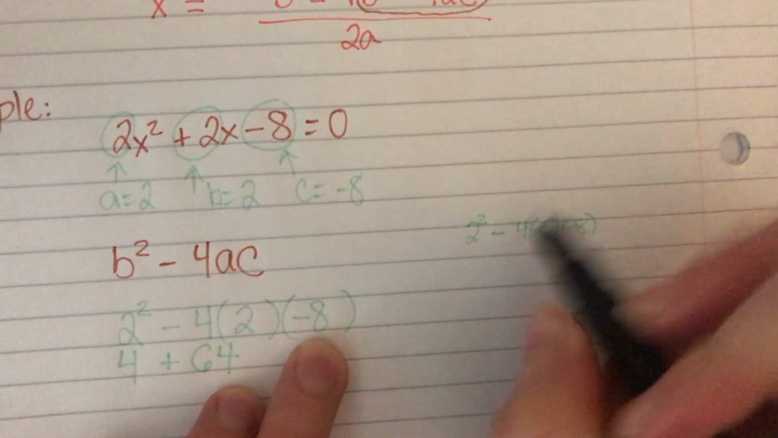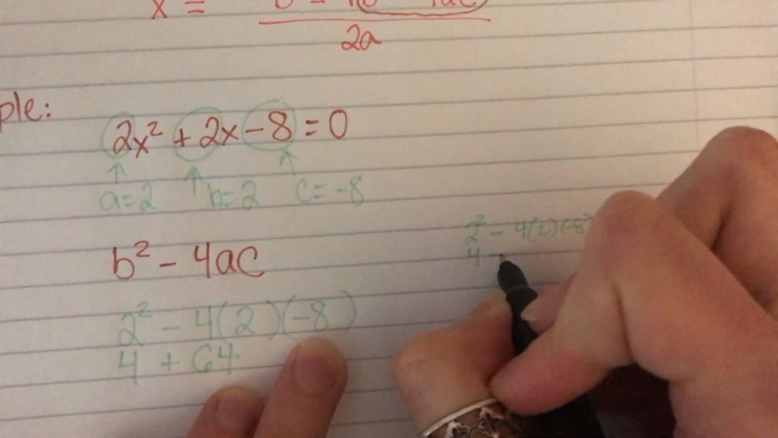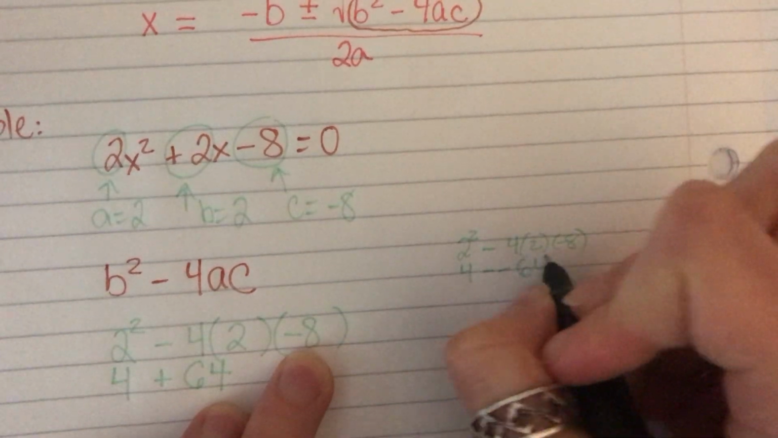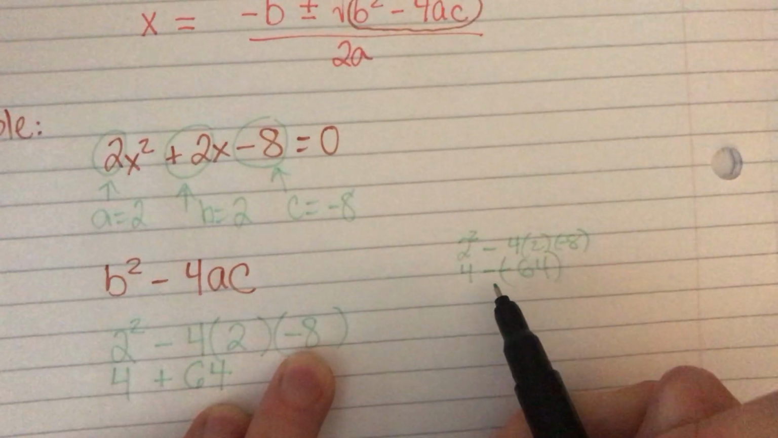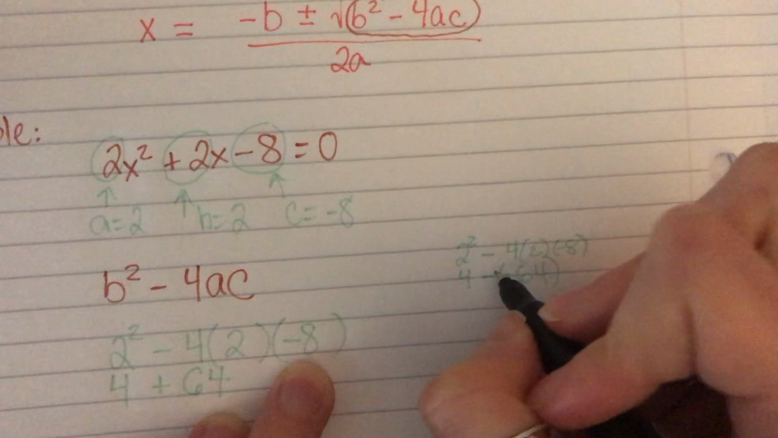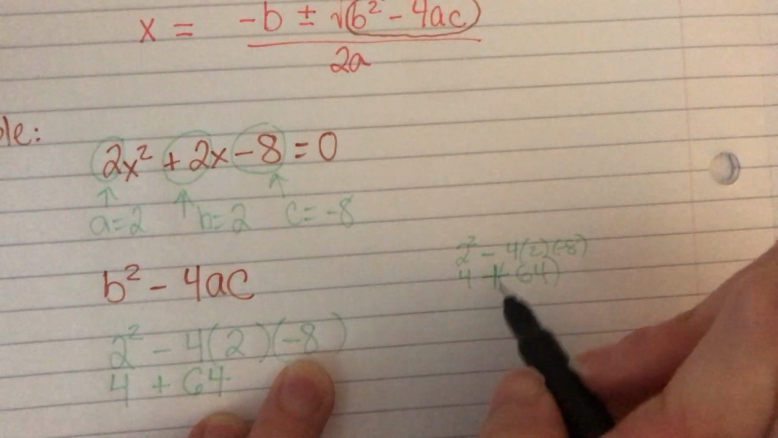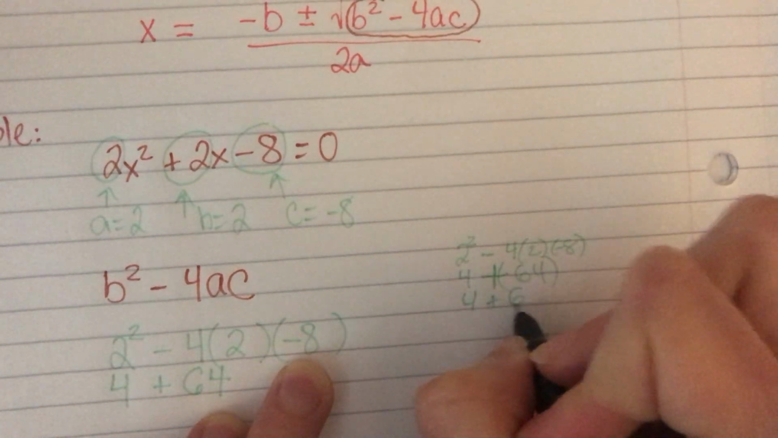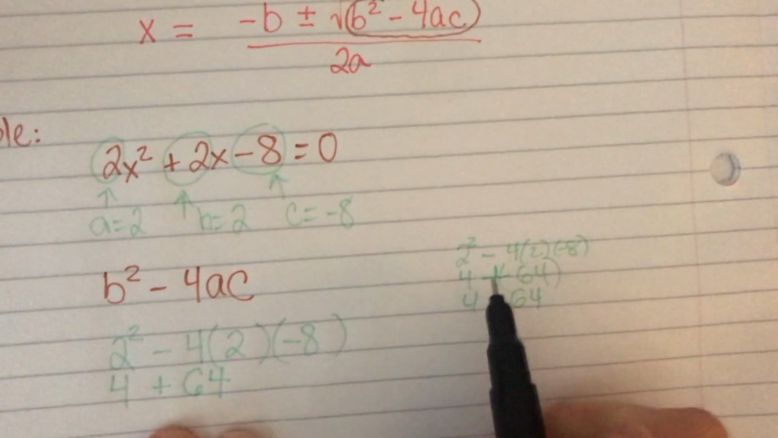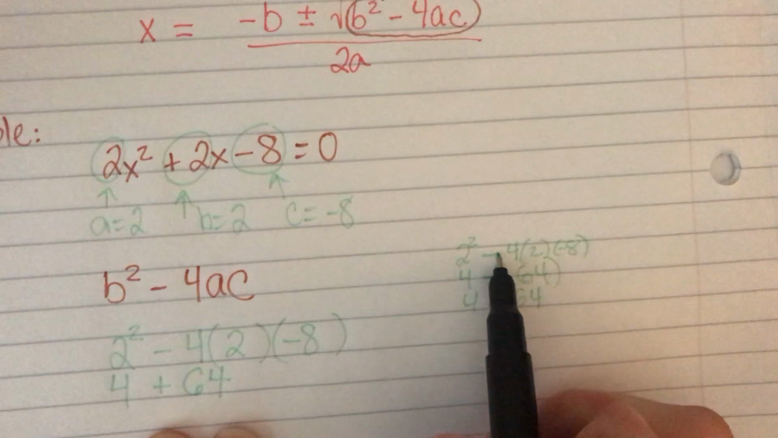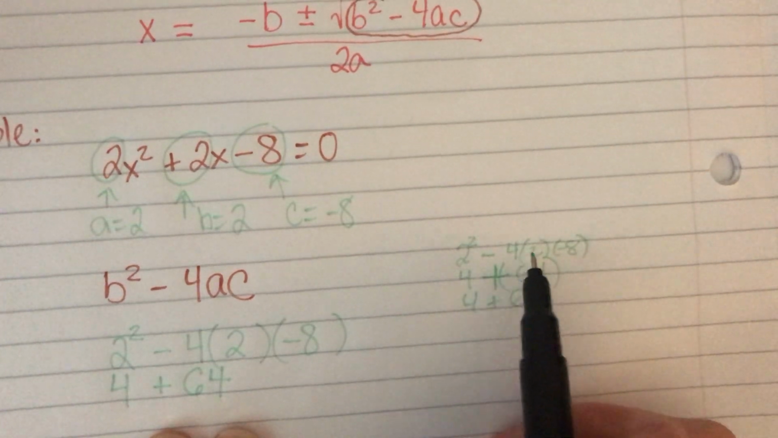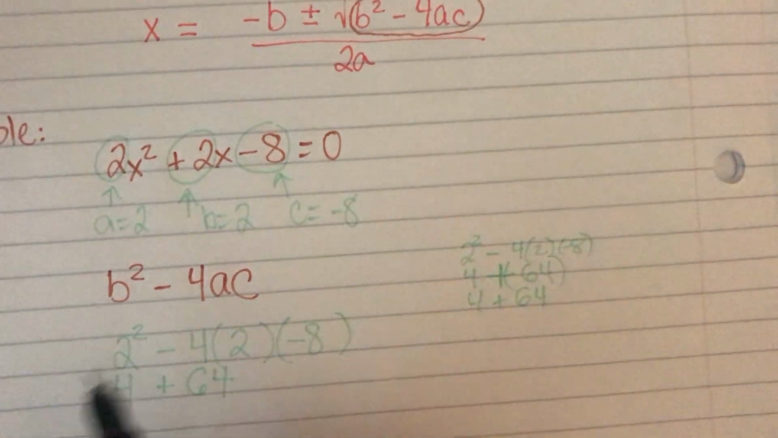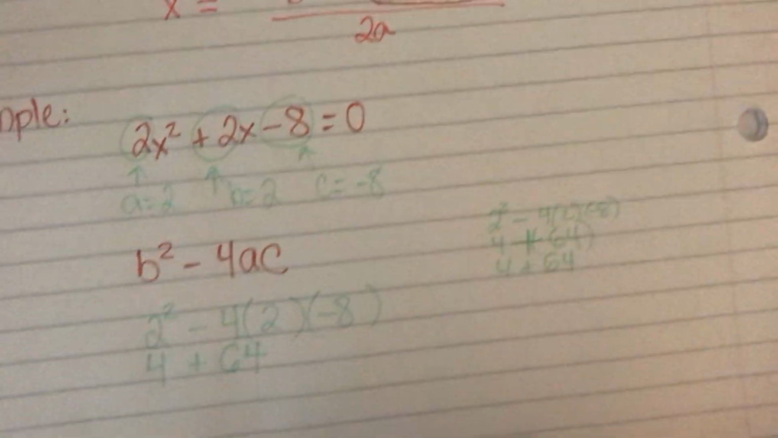Okay, if we do this, we get a 4 minus, then we can do 4 times 2 times negative 8, which would give us negative 64, right? And then we know that this negative 1 right here, negative 1 times negative 64, is simply a positive 64, right? So even if we were to treat this sign right here as a minus 4 times 2 times negative 8, it's still going to end up with 4 plus 64, which is exactly what we got over here.